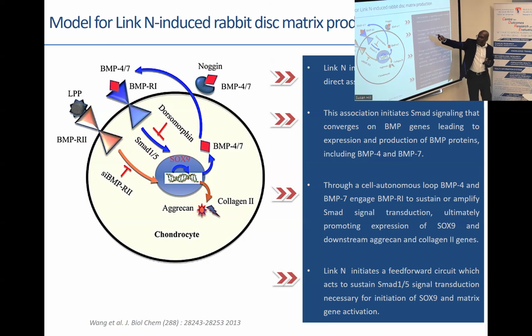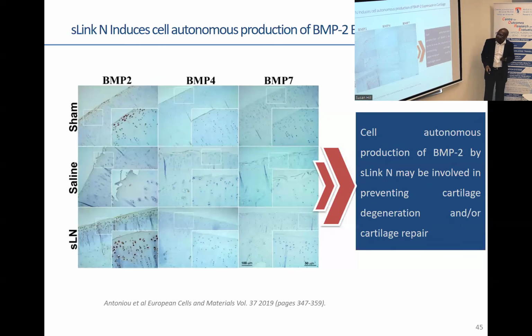And they showed that you can shut it down with noggin, which binds to BMP. You can shut down with noggin, you can shut down with SMAD inhibitor, and you can shut down with siRNA. So really an elegant way. We did that too, except we used human cells, and we found very similar results. This is the work that we did, and we found that the short Link can also induce BMP2 and BMP4, and you can see that there. So this is a cell autonomous loop.